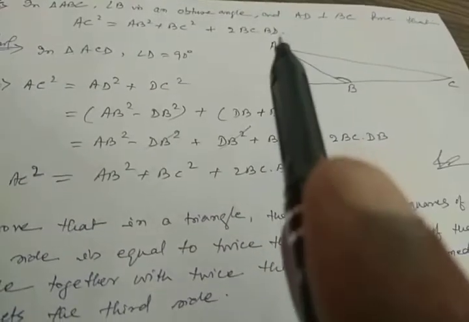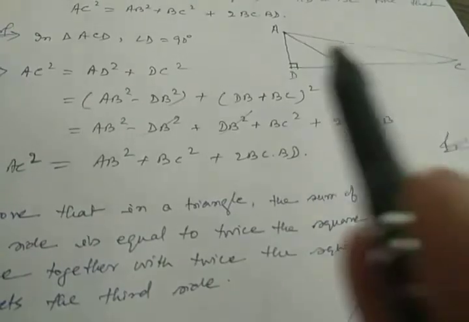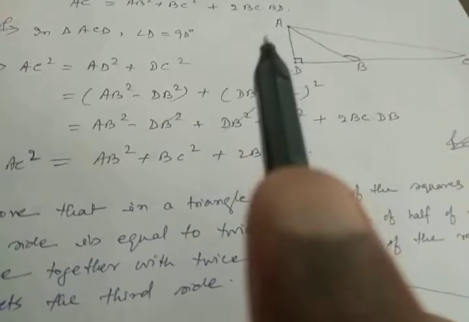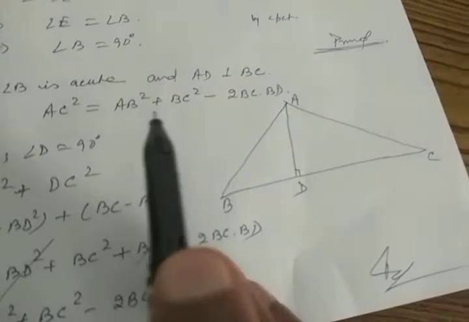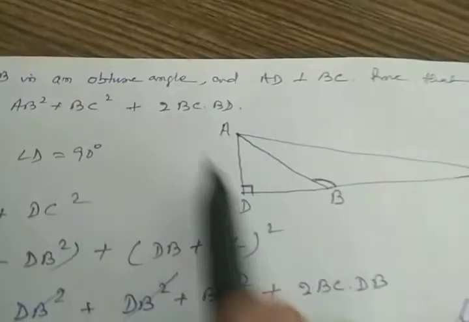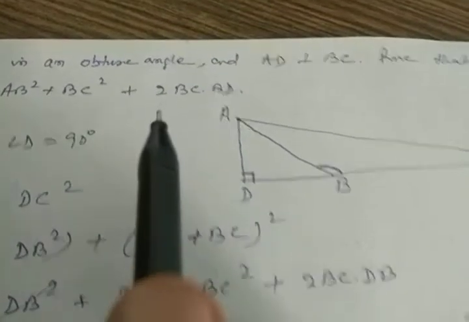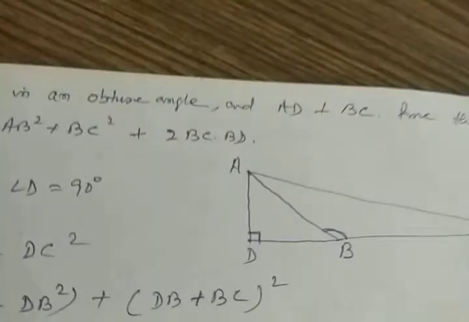So remember, if it is a right triangle, angle B is 90, then AC square is simply AB square plus BC square. If B is acute, just see the result: AC square is equal to AB square plus BC square minus 2BC into BD. And in case B is obtuse, then AC square is AB square plus BC square plus 2BC into BD. So you should know these results. Now let's see one more question.